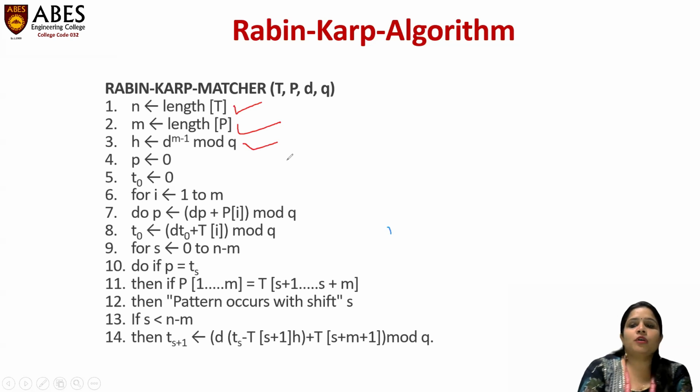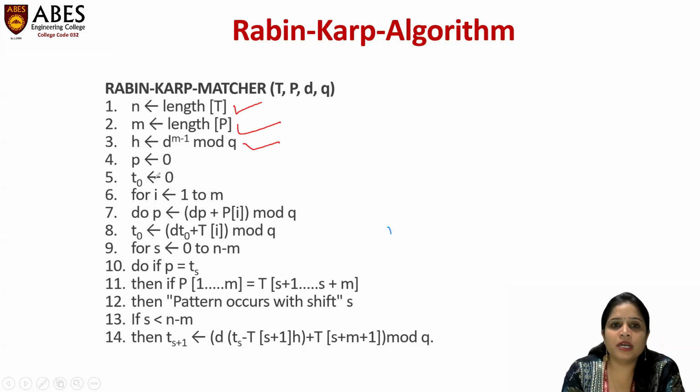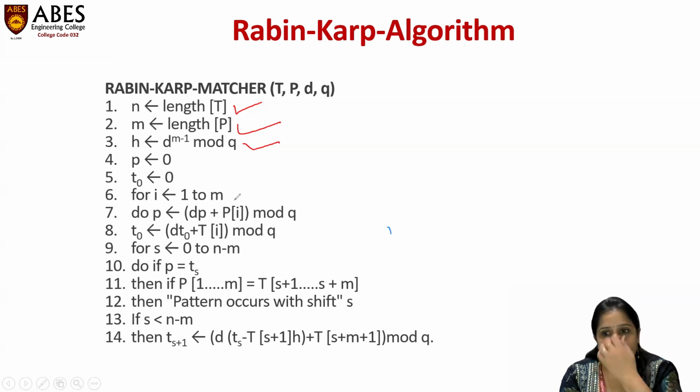Then we compute the hash value using Horner's formula, d raised to the power m minus 1 mod q. Here d represents the radix. Why use radix here? Because Rabin-Karp always applies to an integer array, or a radix number. So we cannot apply Rabin-Karp to an alphabetical string like A to Z. If our data is in character form, we replace the characters with their ASCII values, right?